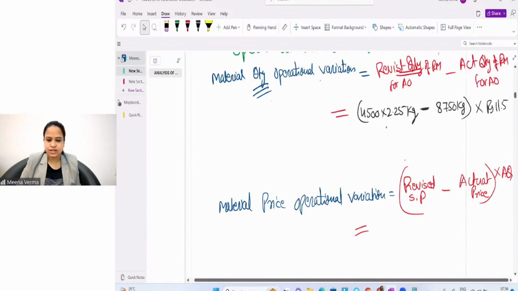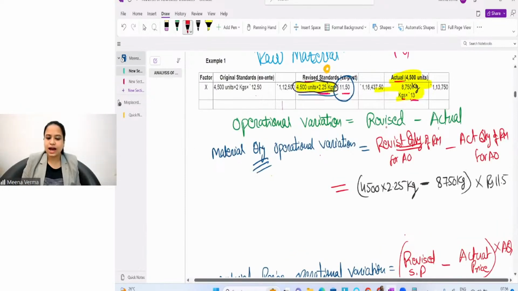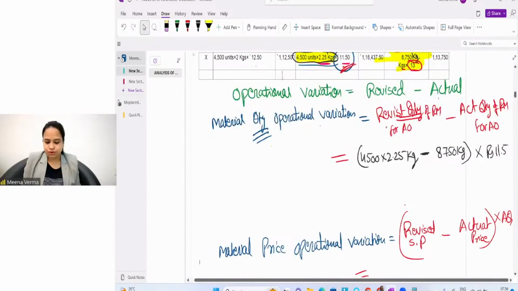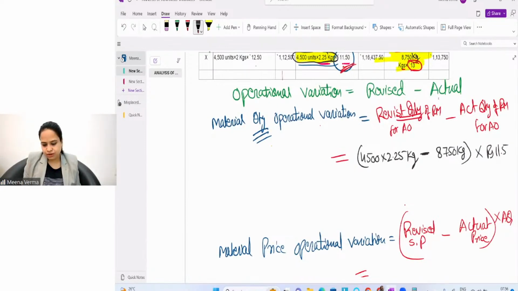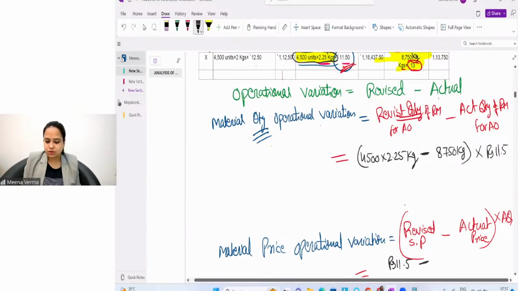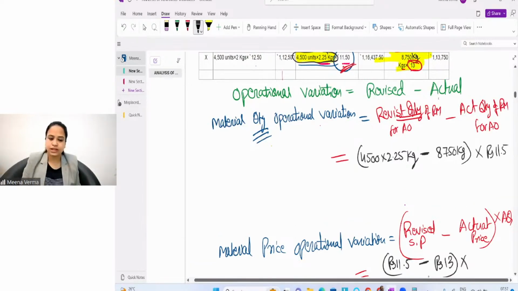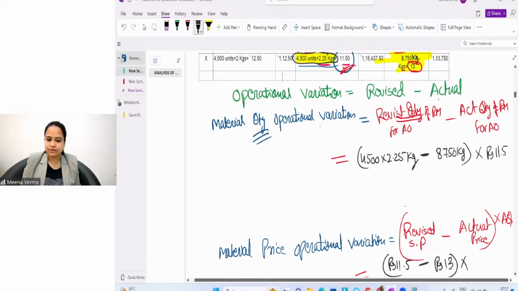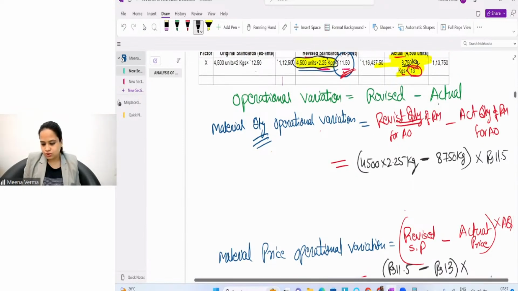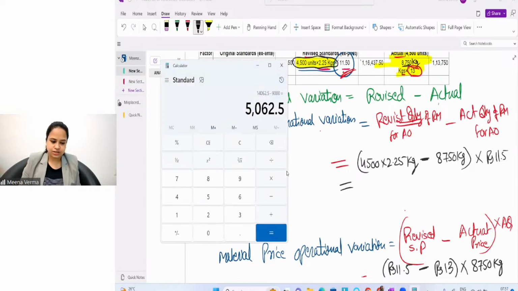So you can see the revised standard price was 11.5, rupees 11.5. What is the actual price? It was rupees 13. Then what will happen? What is the actual quantity? The actual quantity will be 8750 kg. Just solve it, you will get the answer.